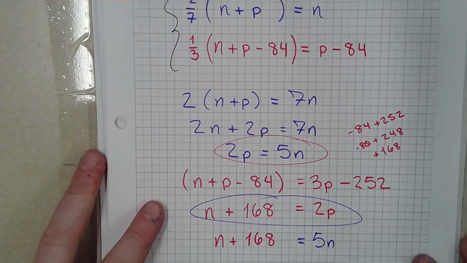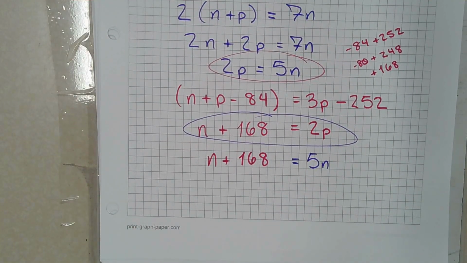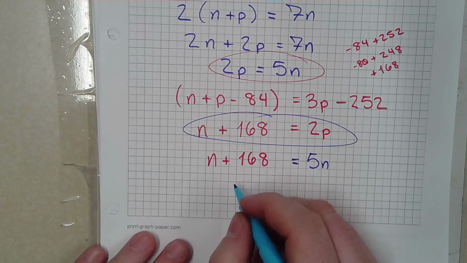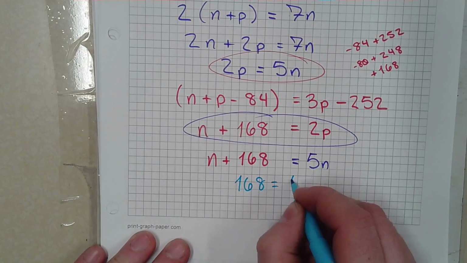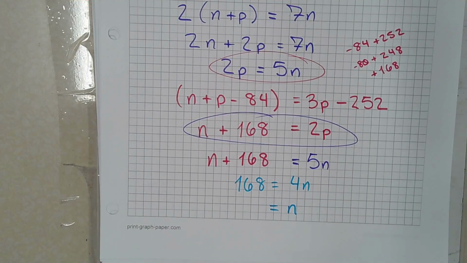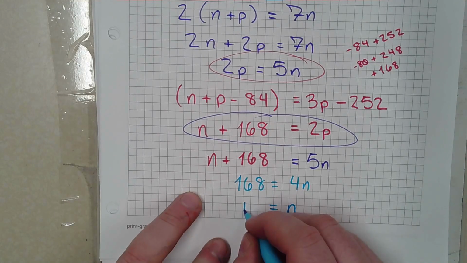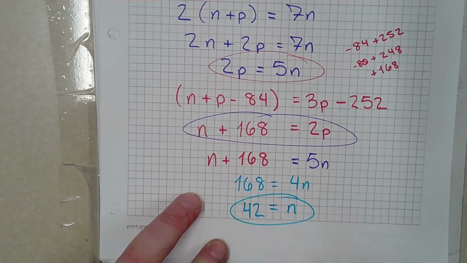And now, why is that a good move? Well, because now it's all in terms of n. So if we subtract n from both sides, we end up with 168 equals 4n. And that means if we divide by 4, we get the number of nickels we started with. So if we divide this by 4, 160 divided by 4 is 40, and this gets us 2. So we've got 42 nickels.